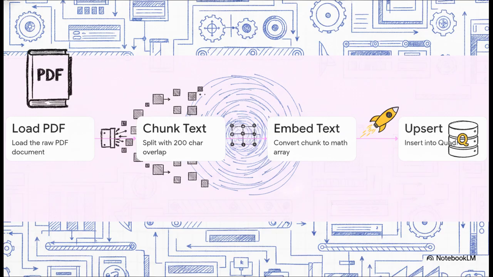In our blueprint, we split the document into chunks of 1,000 characters. But crucially, we use an overlap of 200 characters between those chunks. Why do we do that? Simply so we don't accidentally slice a vital sentence right in half and lose all the context. Next, we embed that chunk, which just means OpenAI translates it into that math array. And finally, we upsert, or insert it, into our Quadrant warehouse.